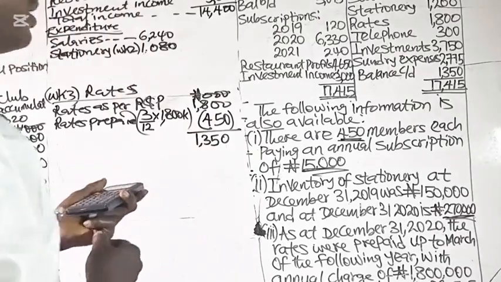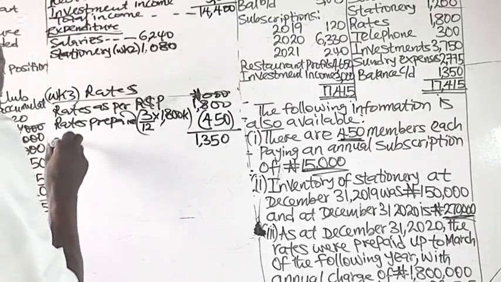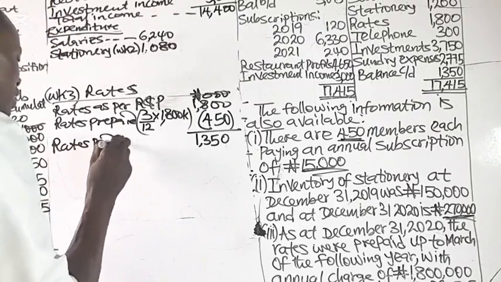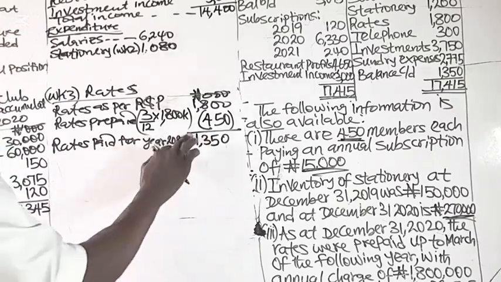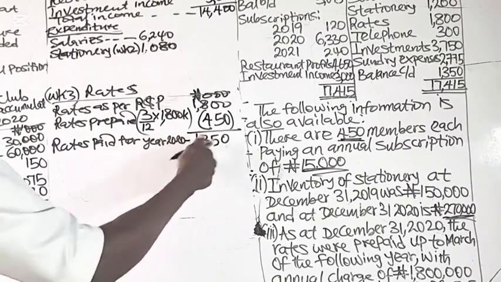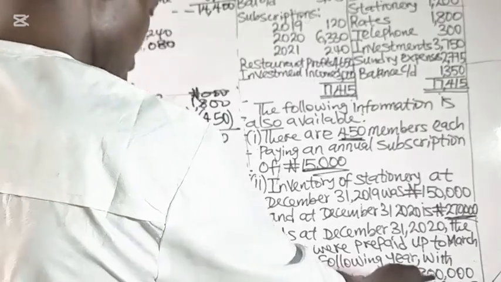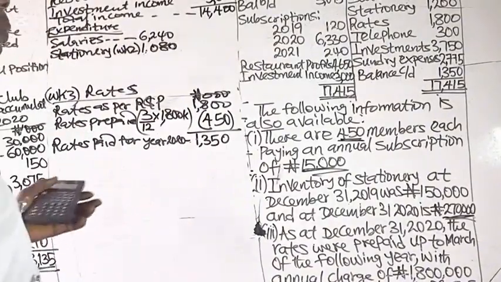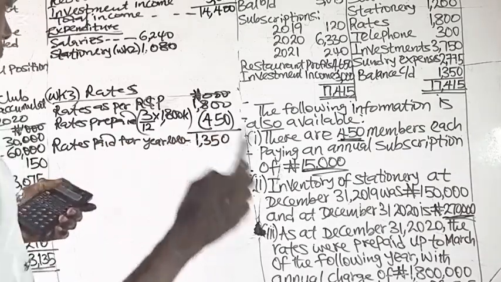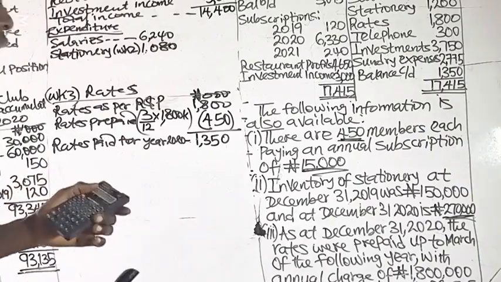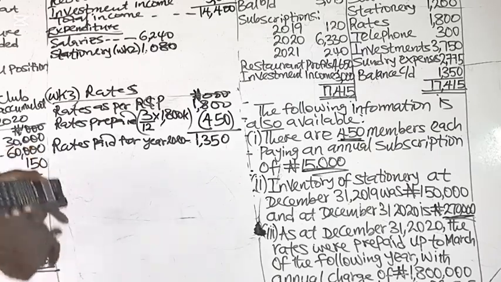The amount paid for the current reporting period, this is the rate paid for the year 2020. The amount paid for the year 2020 is 1,350,000. But you were told the annual charge is 1.8 million. The amount that is supposed to be paid for the year 2020 is 1.8 million. That means rate of 3 months in the year 2020 is still outstanding.